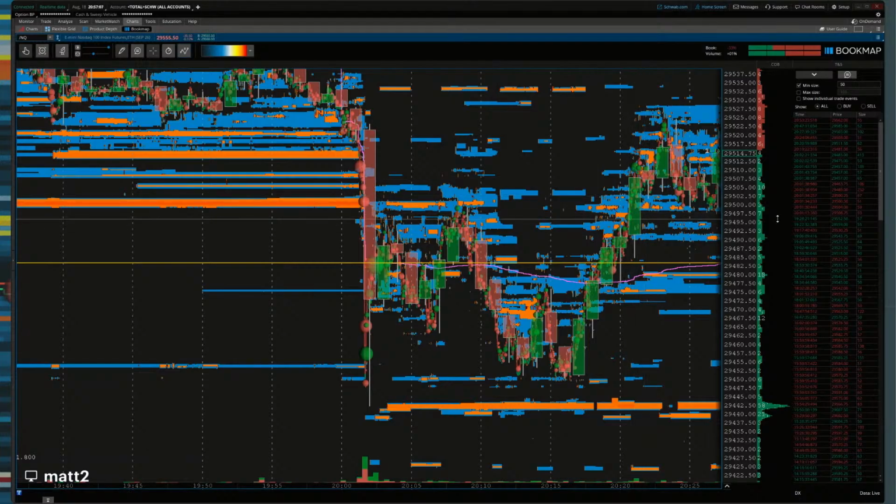I understand this is Globex, so it's not as strong as maybe an RTH, but you still had 150 lots filling here.